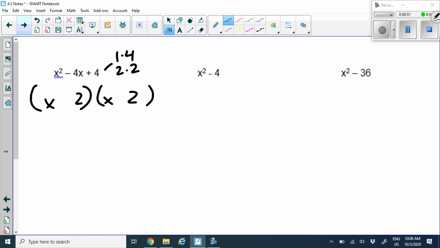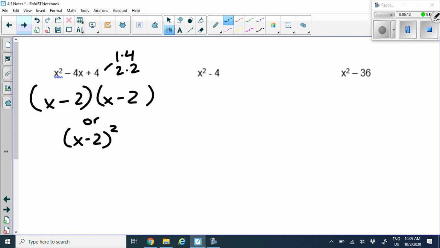And we're adding up to a negative 4x, so I need both of these to be negative. Another way to write this, because notice that these factors, the x minus 2 and x minus 2, are exactly the same, is x minus 2 squared. So you have two ways of writing this. Okay, now let's get to the next one.